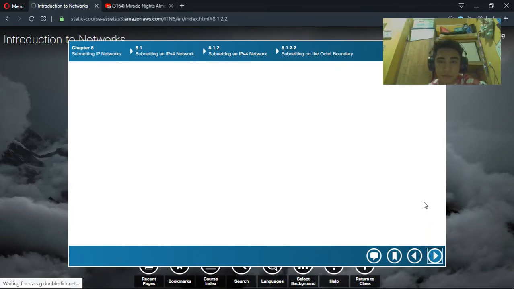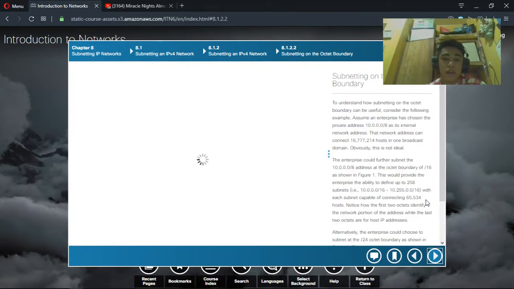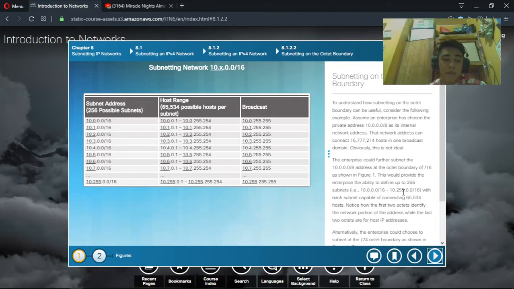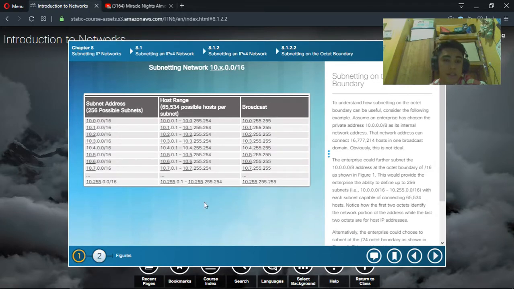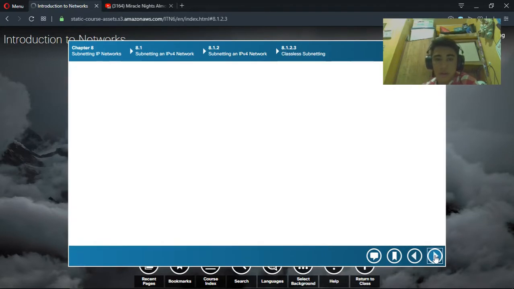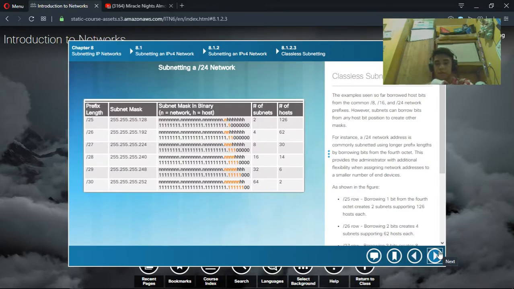The next, subnetting on the octet boundary, is like the first one. We start with 10.0. Next, classless subnetting.